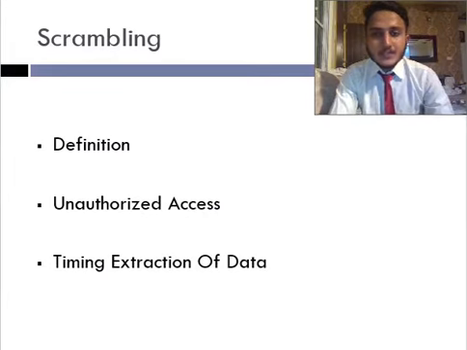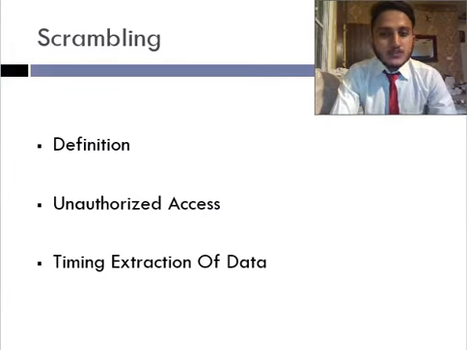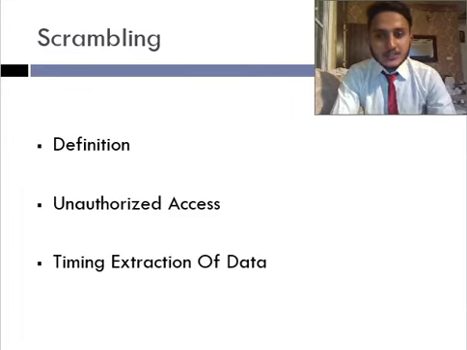So first of all, what is scrambling? Scrambling is one of the most important techniques used to convert digital data into digital signals. As we know, most of our computers generate digital data, and we need to convert this digital data into digital signals. So the first definition of scrambling is just the rearrangement of the data sequence, and we use scrambling when we have consecutive zeros in our data sequence.